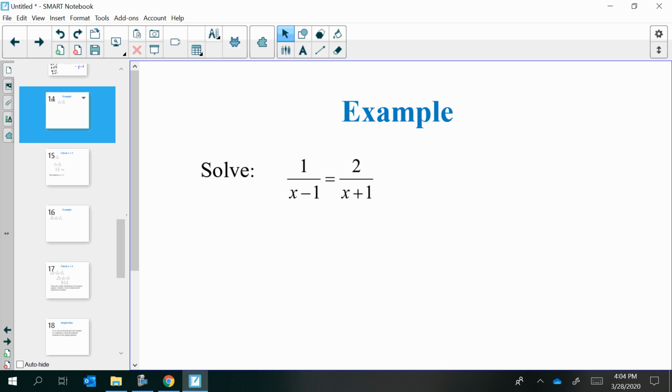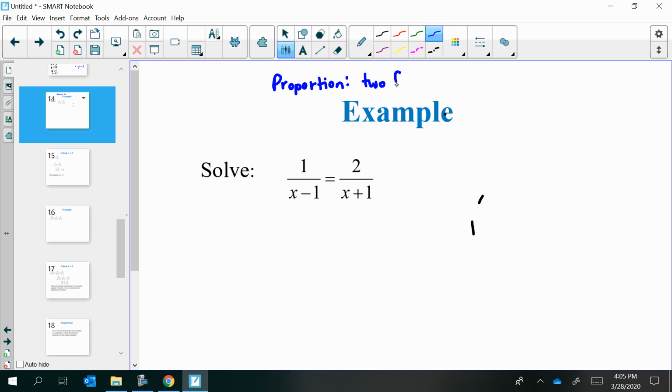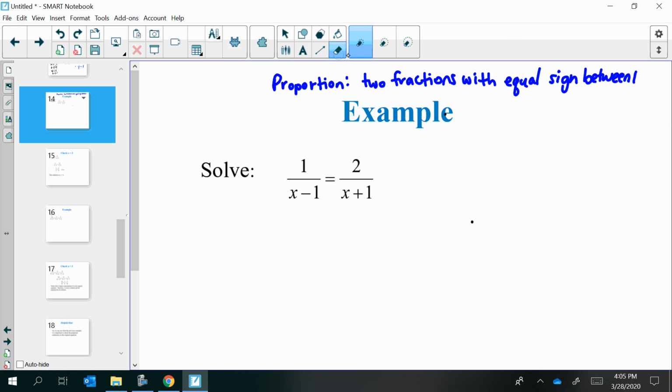This example is special because it's a proportion. What is a proportion? A proportion is two fractions with an equal sign between them. When we have a proportion, we can solve it by cross-multiplying.